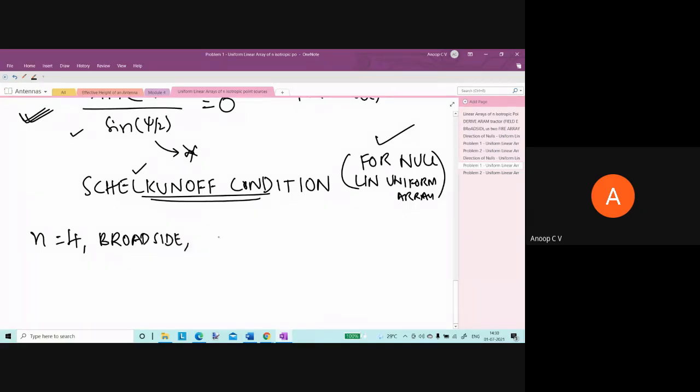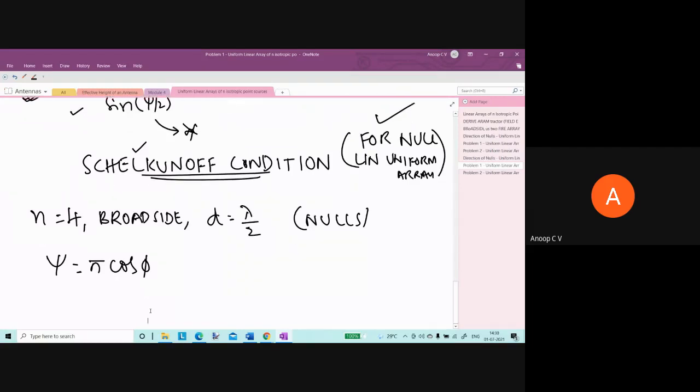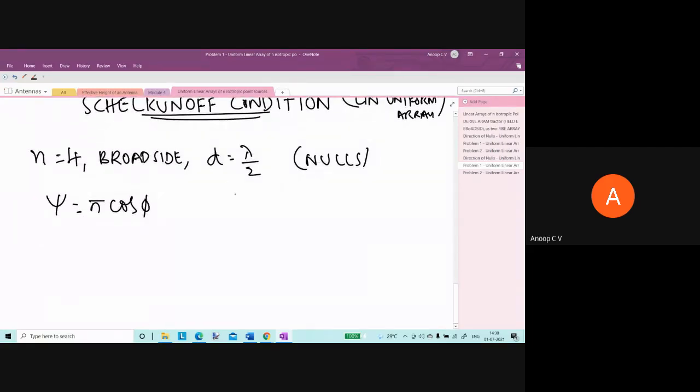Broadside array with d is equal to lambda by 2, we need to find nulls, right? We already found out psi is equal to pi cos phi. So the condition for null is actually what? N psi is equal to plus or minus 2k times pi. Condition for null is n psi is equal to plus or minus 2k times pi.